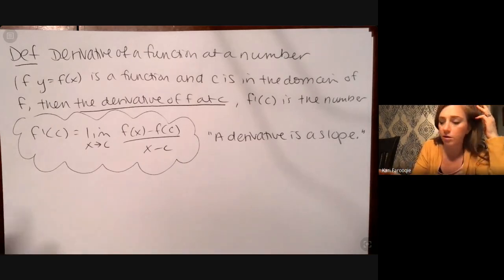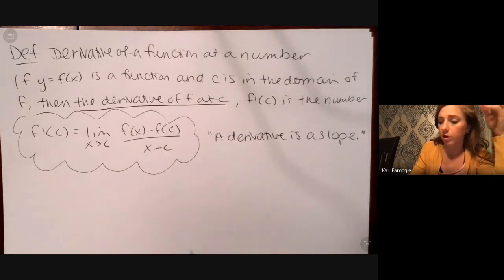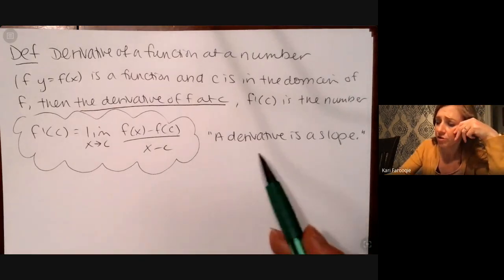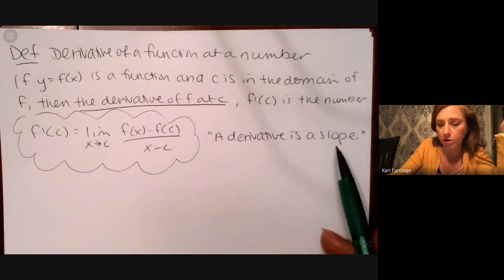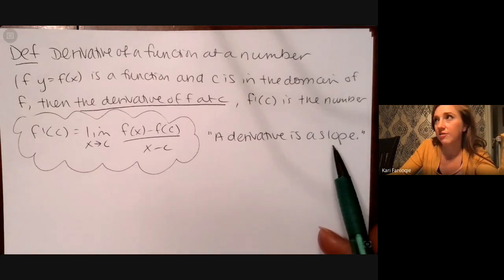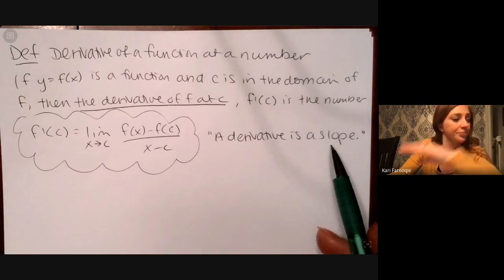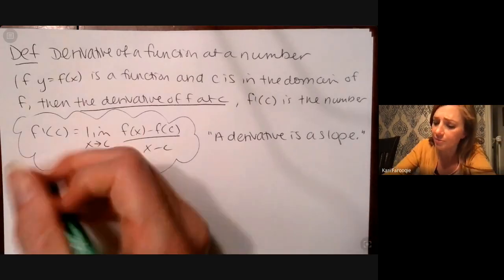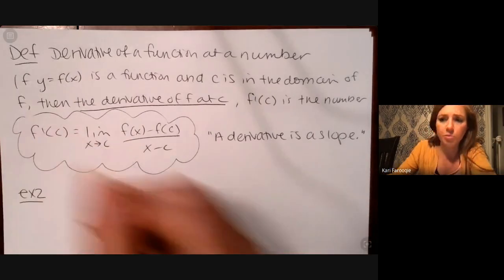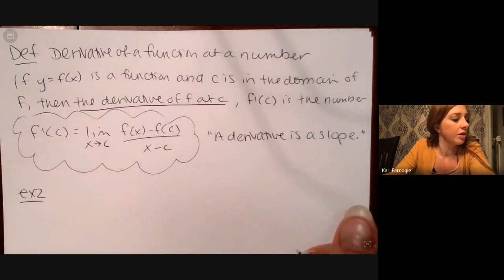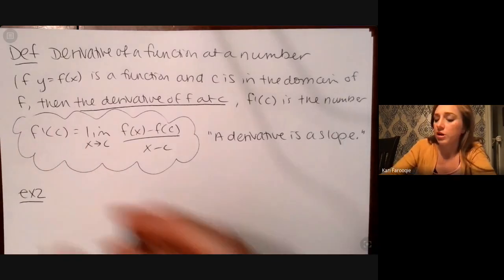And to do that, we're going to use this formula. I also wanted to state a derivative is a slope. I'm going to keep saying it over and over again. It's not some weird abstract concept. A derivative is a slope. That's all it is. Example 2. Find the derivative at a point.